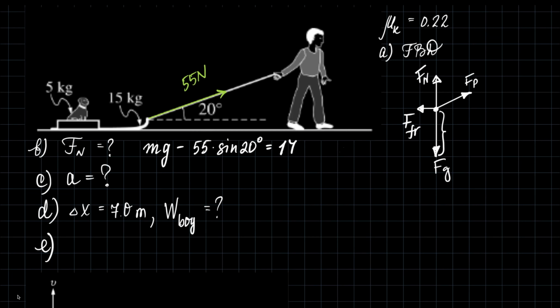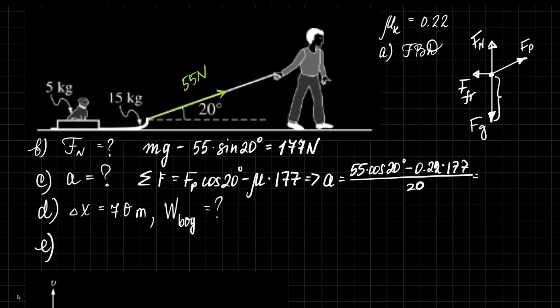So 177 newtons. Acceleration. Acceleration is caused by a net force equal to the force of pull times cosine of 20 minus mu mg, minus mu times 177. That would be the net force. So therefore, to find acceleration, I will divide that by 20. Gets me 0.64 meters per second squared.